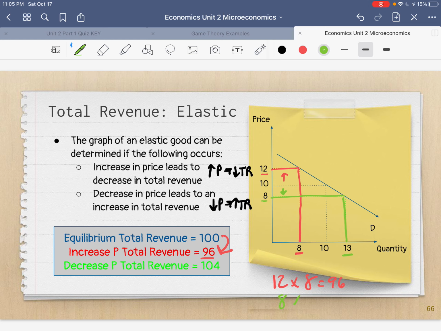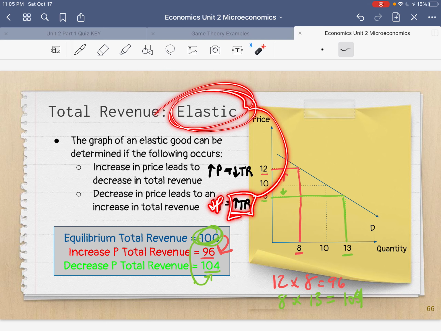What is 8 times 13? It equals 104. So here we go. I went from 100 to 104. That was an increase in total revenue. So I decreased the price, and that led to an increase in total revenue. That means the graph is an elastic graph.